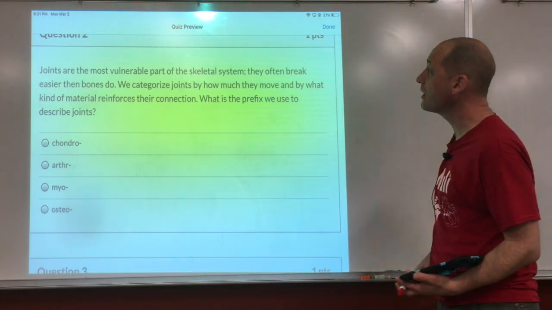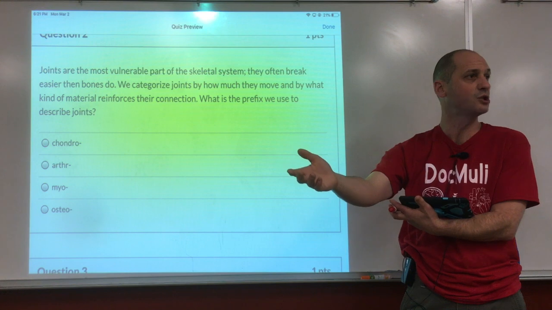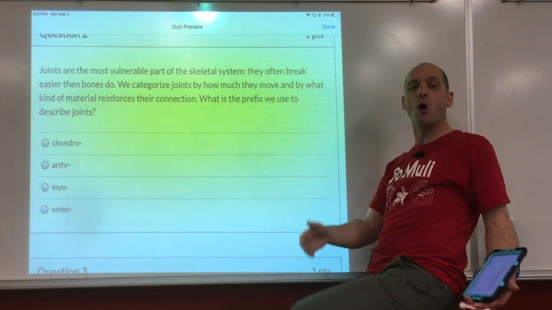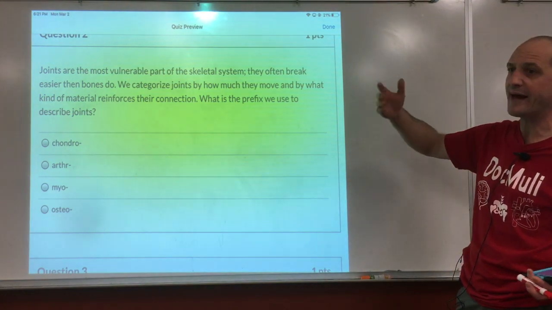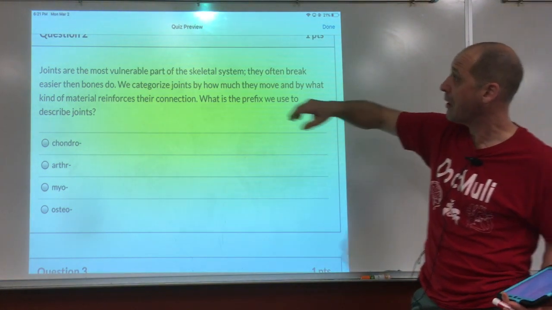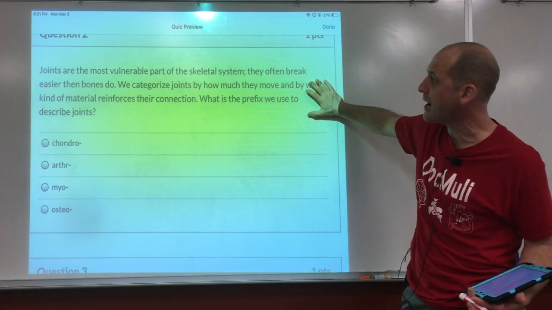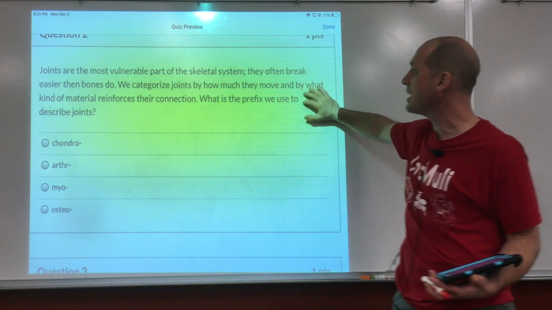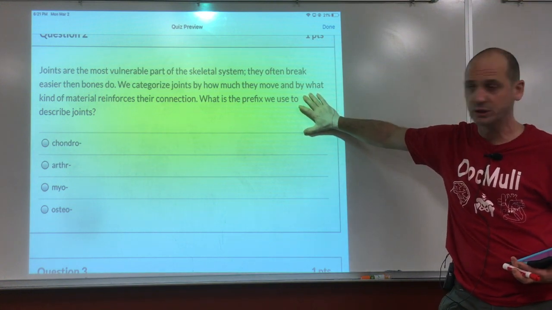Joints are the most vulnerable part of the skeletal system. To break a bone takes more than to break a joint. If you bang into a bone, it's not going to break as easily as if you bang into a joint. Look at the knee, look at soccer players and the knee joint. The most vulnerable part. They often break easier than the bones do. We categorize joints by how much they move and by what kind of material reinforces their connections.